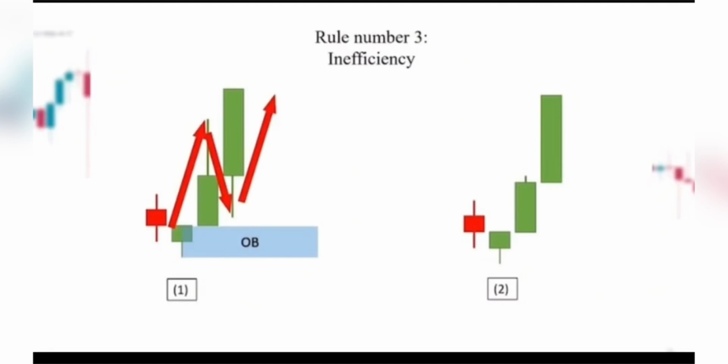But look at the other scenario. If someone were waiting for a pullback, they would have missed this trade, so on the way back, everyone is waiting to place orders in the demand zone. This is the concept of inefficiency.